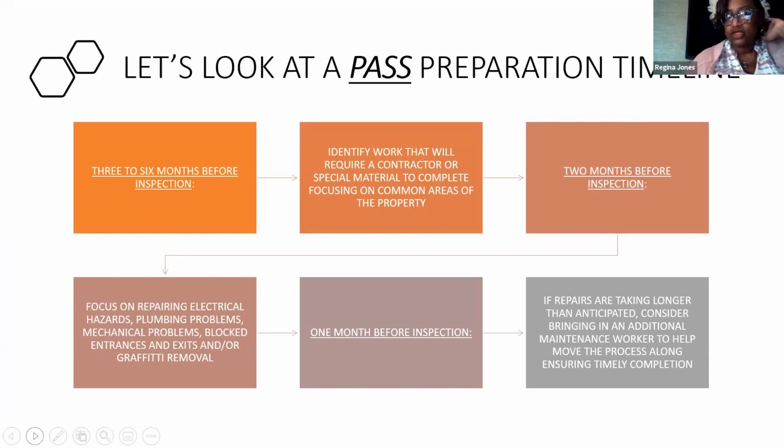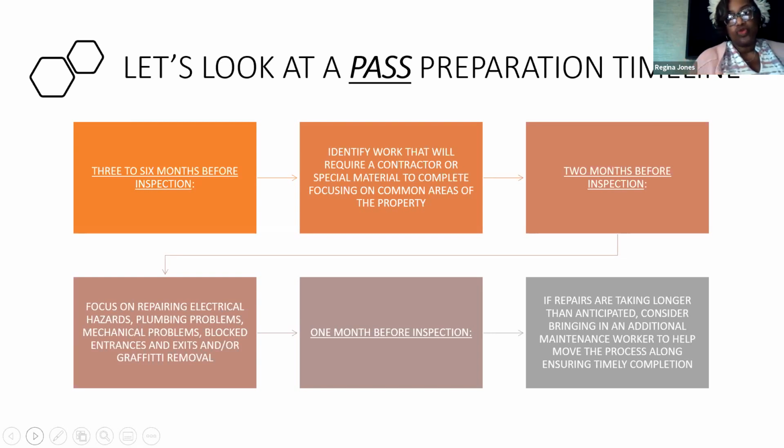I created a little chart here so you can see a possible preparation timeline. I would say 3 to 6 months before your inspection, try to identify work that will require a contractor or special material to complete. You want to do this and get ahead of things. If you see something that's really big, 3 to 6 months before the inspection is the time to start focusing on that. About 2 months before, focus on repairing electrical hazards, plumbing problems, mechanical problems, blocked entrances and exits.